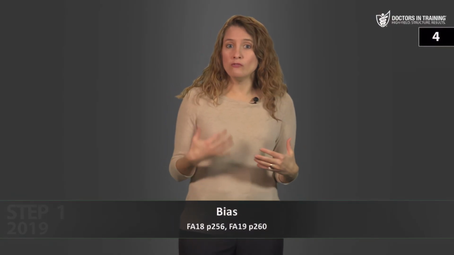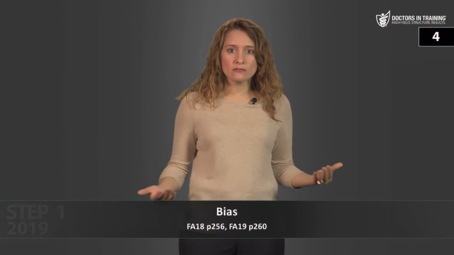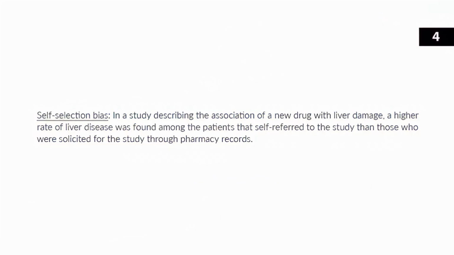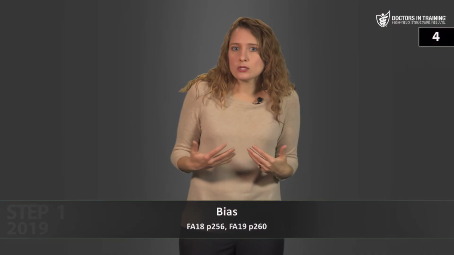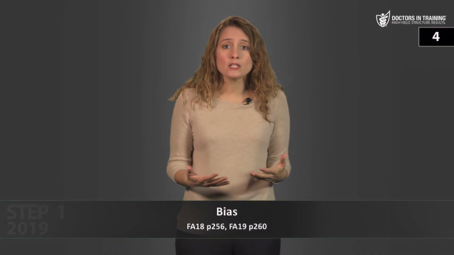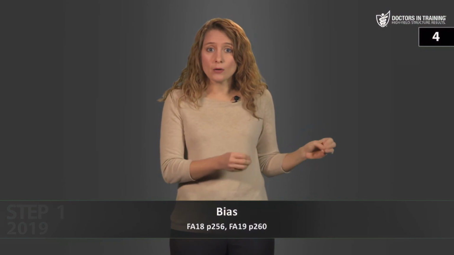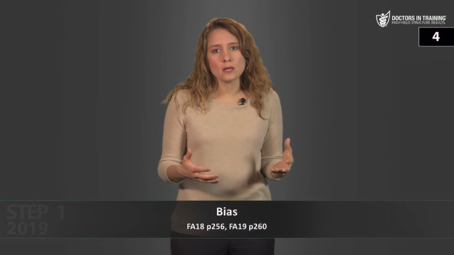There's self-selection bias. This usually occurs because people who volunteer to take part in studies are different from those that don't. Your study guide says, in a study describing the association of a new drug with liver damage, a higher rate of liver disease was found among the patients that self-referred to the study than those who were solicited for the study through pharmacy records. If the reason that certain people self-refer to a study population is also associated with the outcome of interest, then the results from the study may be biased.